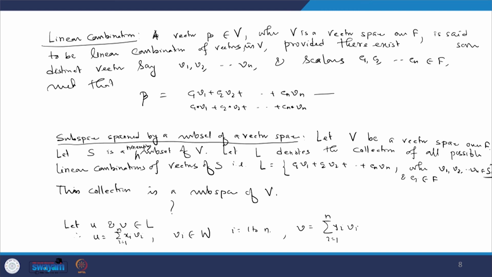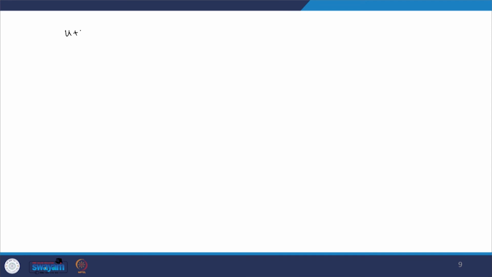Then u plus v equals, simply for the sake of simplicity, sigma x_i v_i, i equal to 1 to n, plus sigma y_i v_i, i equal to 1 to n. So, this is equal to, in a compact form, sigma (x_i plus y_i) times v_i, i equal to 1 to n. So, this is again a linear combination of the vectors of S. So, this belongs to L, please.